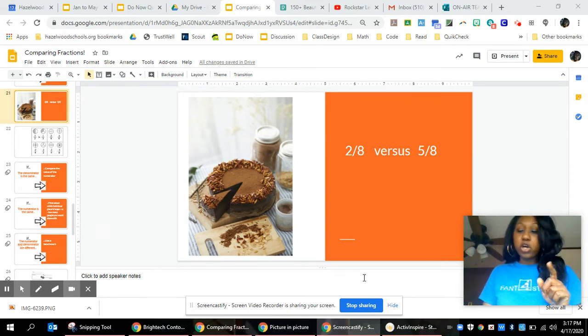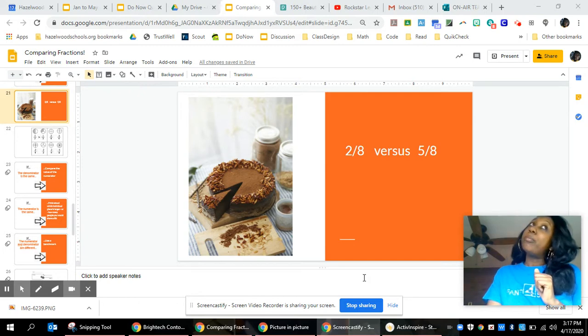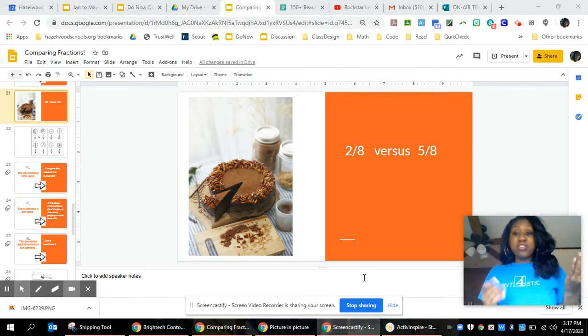All right. So, talking about this cake, though. You have to decide, do you want 2/8 or 5/8 of the cake? And really, it depends on how hungry you are, but you have to understand which one's more. Now, the good news is that both of these fractions have 8 as their denominator. So all we have to do is compare the numerator. 2 versus 5. Which one's more? 5. Okay, 5/8 is more than 2/8. And you make your decision about how much cake you want off of that.